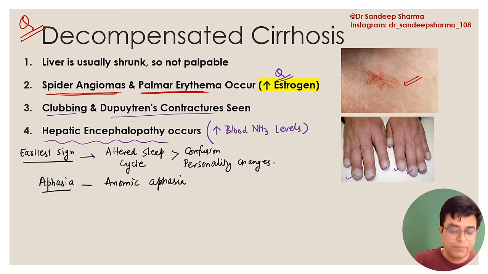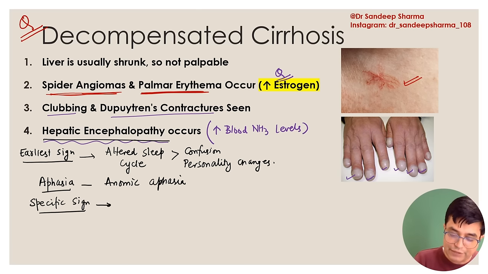Then what is the specific sign in these patients? The specific clinical sign that you find. The specific sign of hepatic encephalopathy in the patient is flapping tremors. What do we call it? Yes, absolutely right. We call it asterixis, also called flapping tremors.